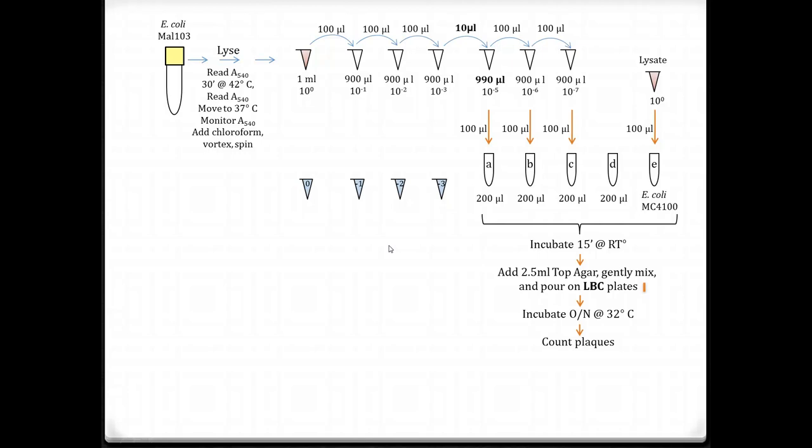Okay. And what you're going to do with them is add 400 microliters of MC4100 to each one. And then you will add 200 microliters of the respective phage to each one. Notice that's the same ratio of phage to bacteria as over here. We've just doubled the amount, right? Okay. And then we're going to do two different experiments with some of these tubes. We're going to use two sets of plates, LacMac plates and AraMac plates.